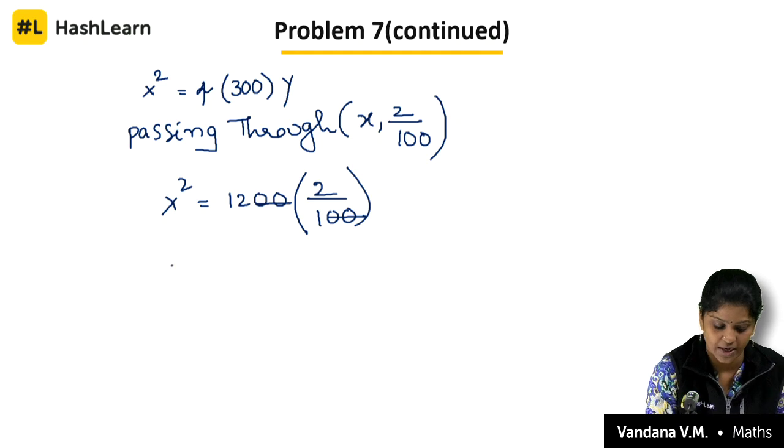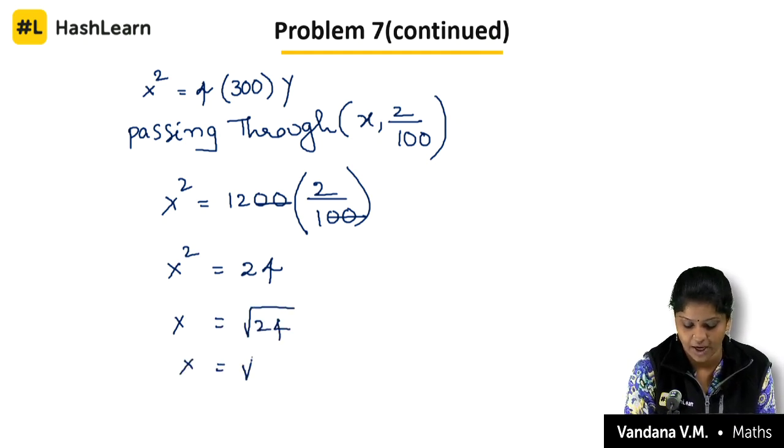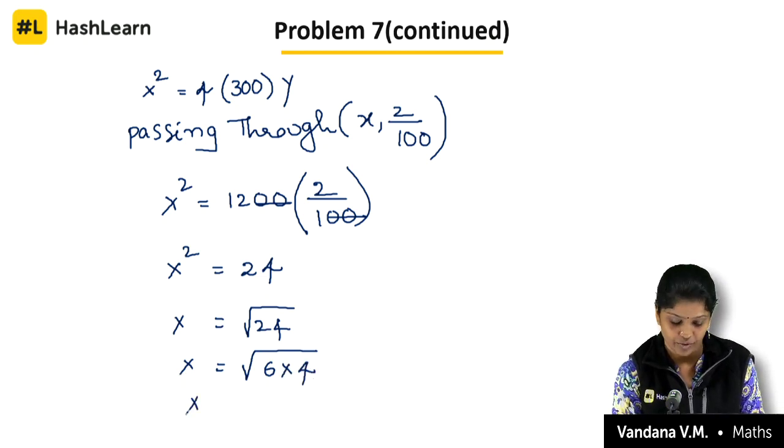So this will get cancelled. x square is equal to 24. x is equal to square root of 24. This can be written as root of 6 into 4. If it comes out of the root, x is equal to 2 root 6.